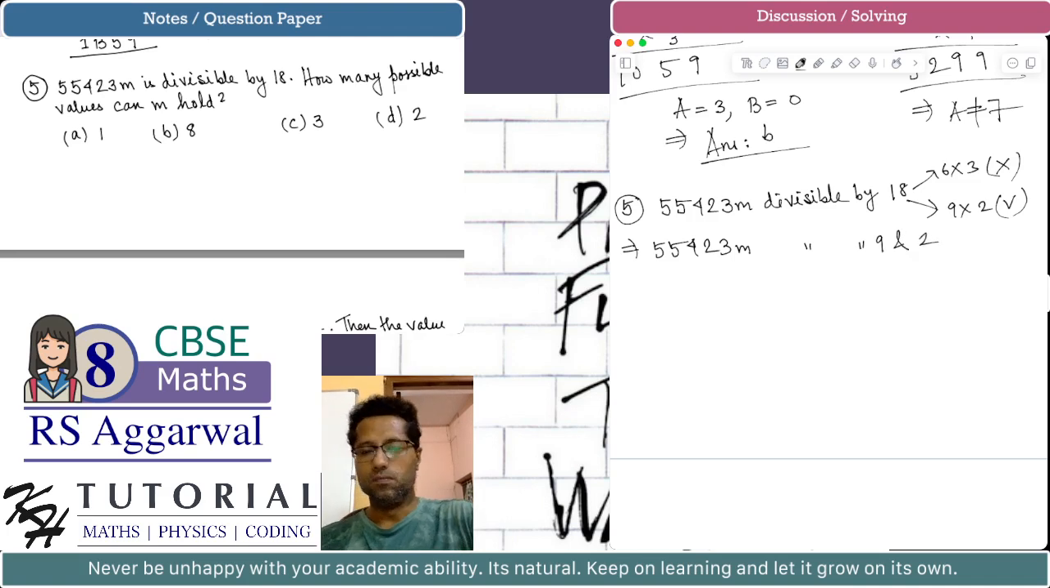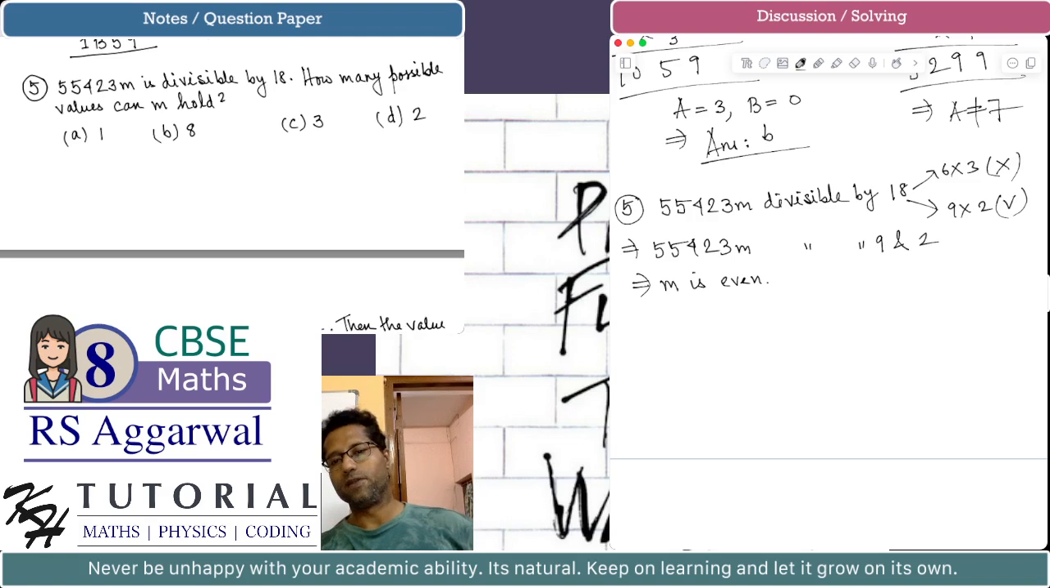Now if a number has to be divisible by 2, that number has to be even, which means the digit at the units place must be even. So this implies m is even. The digit m has to be even. We got this from the fact that the whole number must be divisible by 2, and all even numbers are divisible by 2, and an even number has an even units digit.